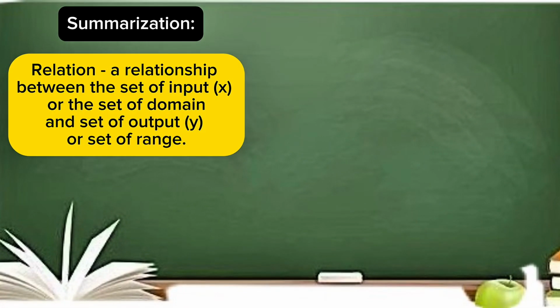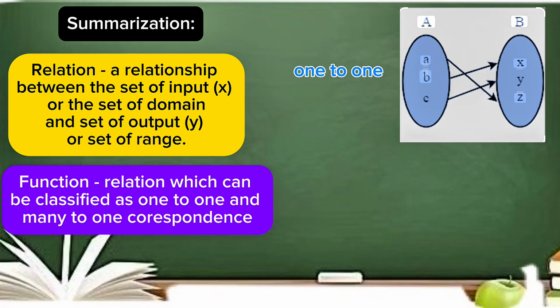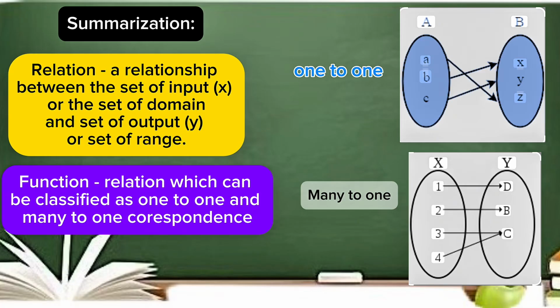To summarize this lesson, a relation is a relationship between the set of input, the values of x, or the set of domain, and the set of output, the values of y, or the set of range. A function is a relation which can be classified as one-to-one and many-to-one correspondence. For one-to-one correspondence, for every input or value of x, there is exactly one value of y. For many-to-one correspondence, different values of x produce the same value of y.